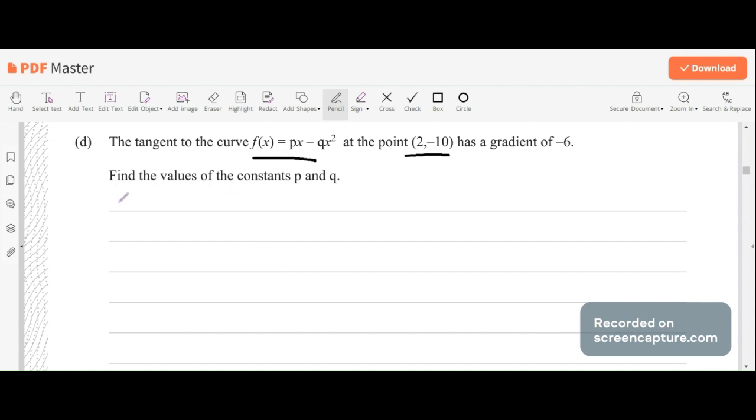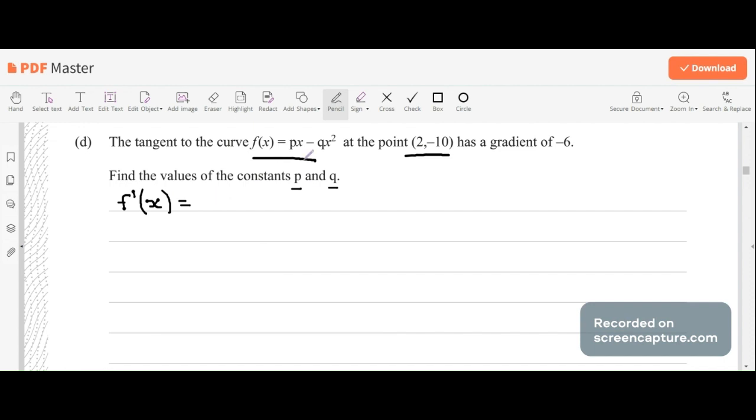So again, we need to find our gradient function. So we can get at this right now, and we'll find the values of constants p and q. So we need to find out, always, if it's to do with gradient, find the gradient function.